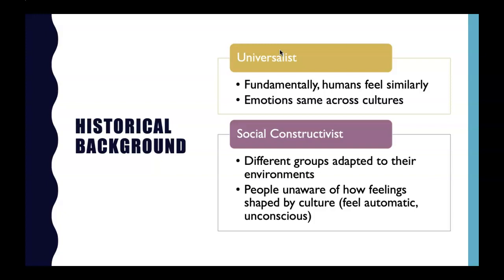Whereas social constructivists think of people as constructing their social responses and emotions. This is saying that, yes, humans have spawned from different groups and may have some fundamental emotions, but mostly these different groups have strayed from their common ancestors to adapt to their specific environments. And with that, people are unaware of how their emotions are shaped by their culture. Because the emotions are so quick to respond, they're unconscious and almost automatic. So people can't understand how much culture affects their emotions.